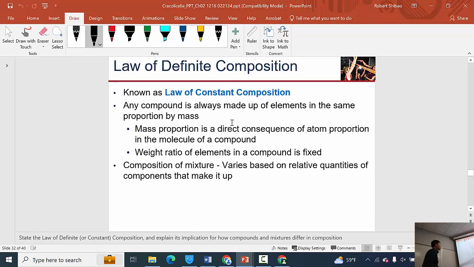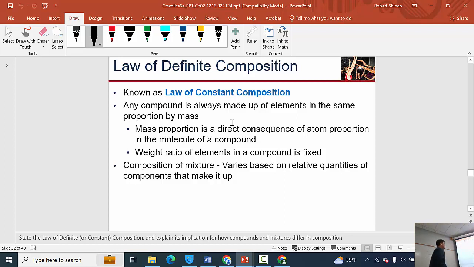Pure substances have fixed composition. So this is the law of constant composition. Water always has the same composition. Tap water is a mixture, but pure water always has the same composition, regardless of its origin. And that's the law of constant composition. Mixtures don't. Mixtures will have variable composition.